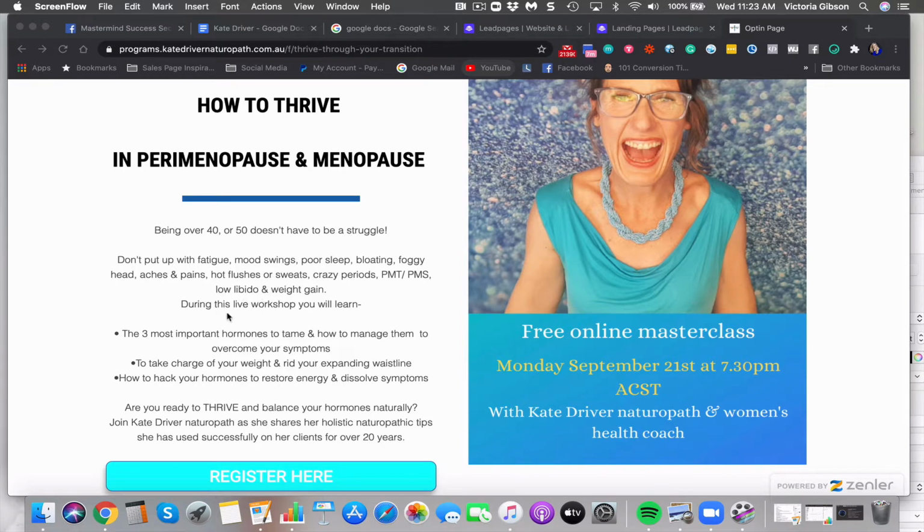So there's a bit of spacing here that makes it a bit harder to read. So breaking that up, I would align these 3 spots, these 3 bullets here, and have "during this live workshop, you'll learn." Now, rather than live workshop too, some people might think that that means that they need to come to a live in-person workshop. So it's important to say online masterclass, live online masterclass.